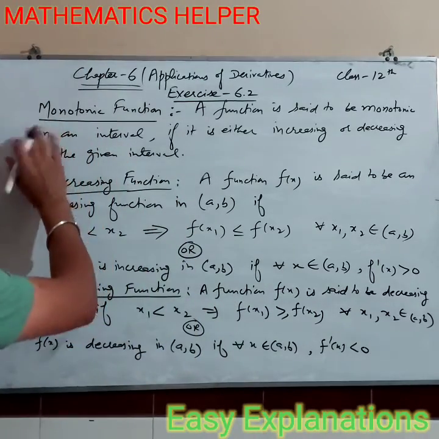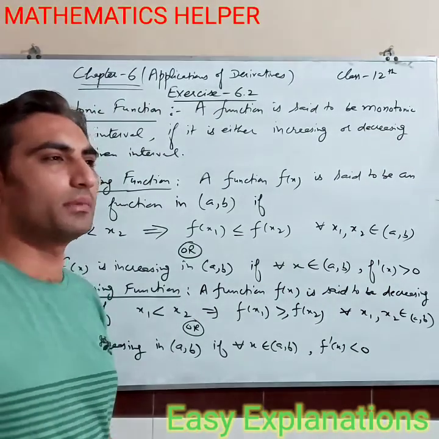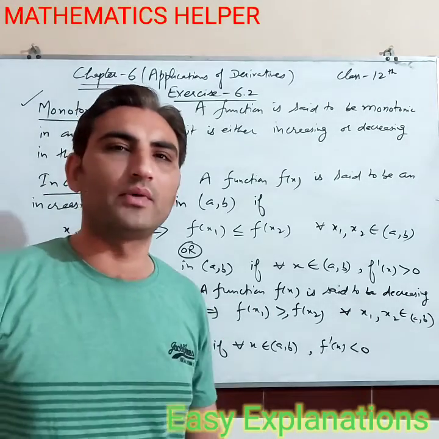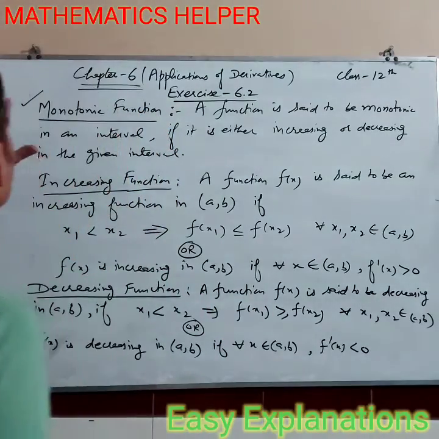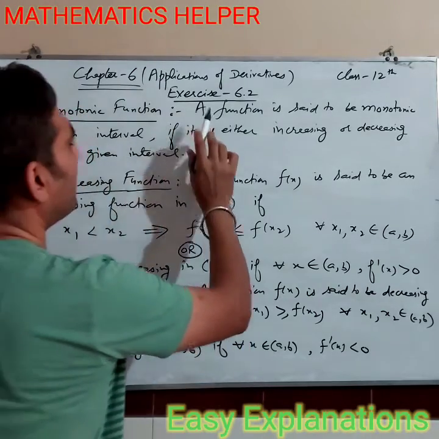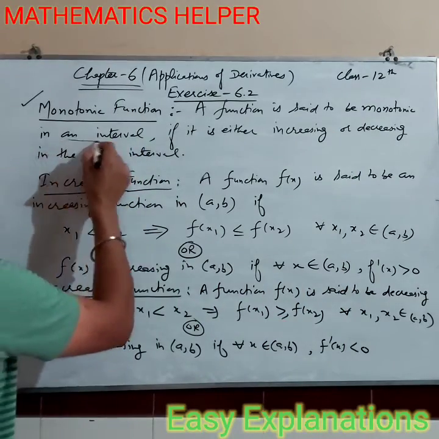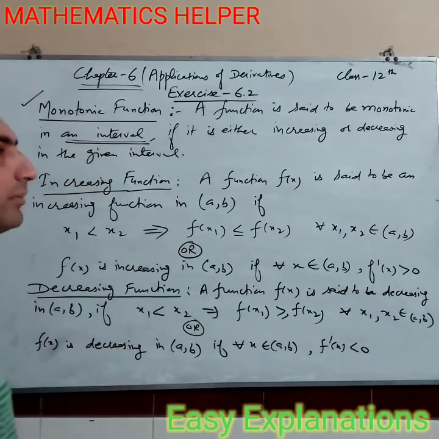That is, the very first one, monotonic function. When we use the name monotonic for a function, function means a statement given in a variable. So a monotonic function is a function, okay? We are writing here: a function is said to be monotonic in an interval. There will be an interval.